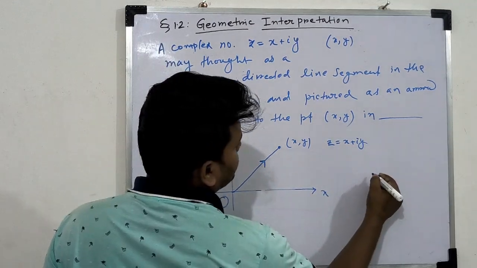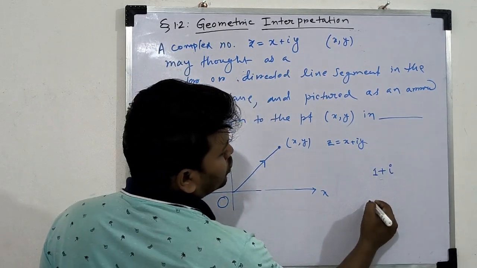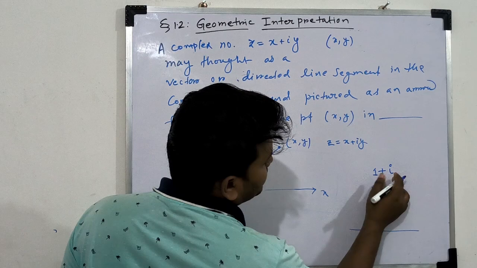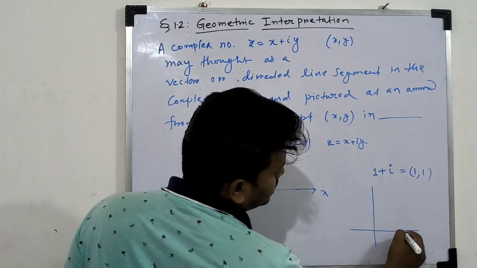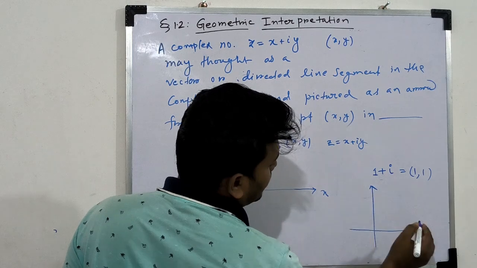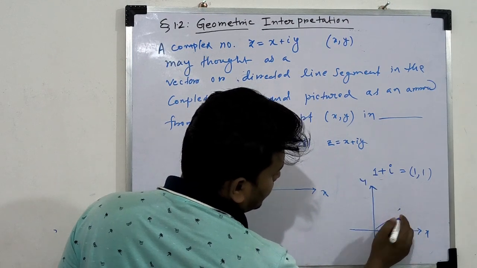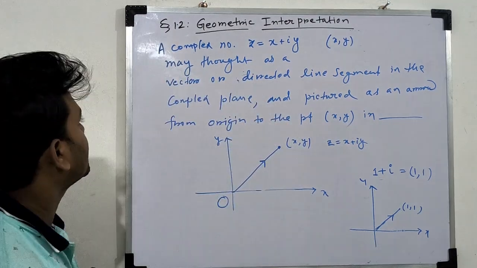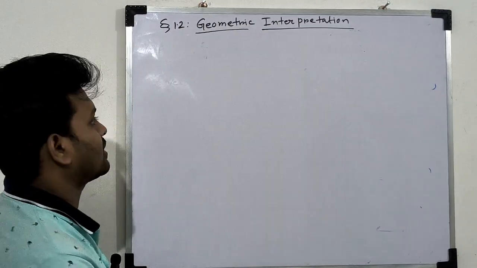Also, any point like 1 plus i, you can write geometrically like this. So this can be written as x equal to 1, y equal to 1, that is (1, 1). So from the x-axis and y-axis, this is 1 and this is 1, and this will be written as a vector. That's it. And now we will make the relation between polar and Cartesian coordinates.